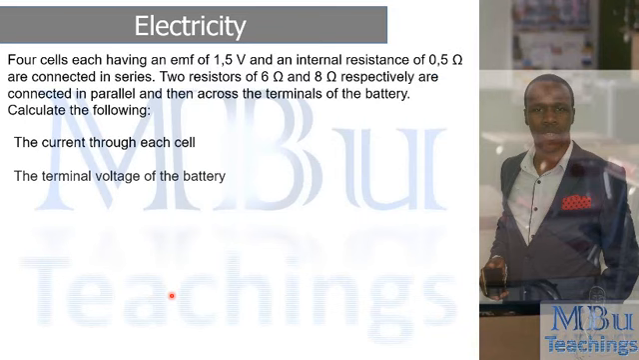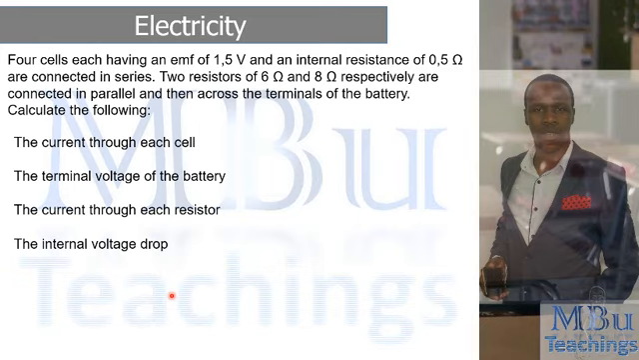Okay, so what do we have? We have this question as an example. Four cells, each having an EMF of 1.5 volts and an internal resistance of 0.5 ohms, are connected in series. Okay, this is the connection of cells, not of the circuit. Two resistors of 6 ohms and 8 ohms respectively are connected in parallel.